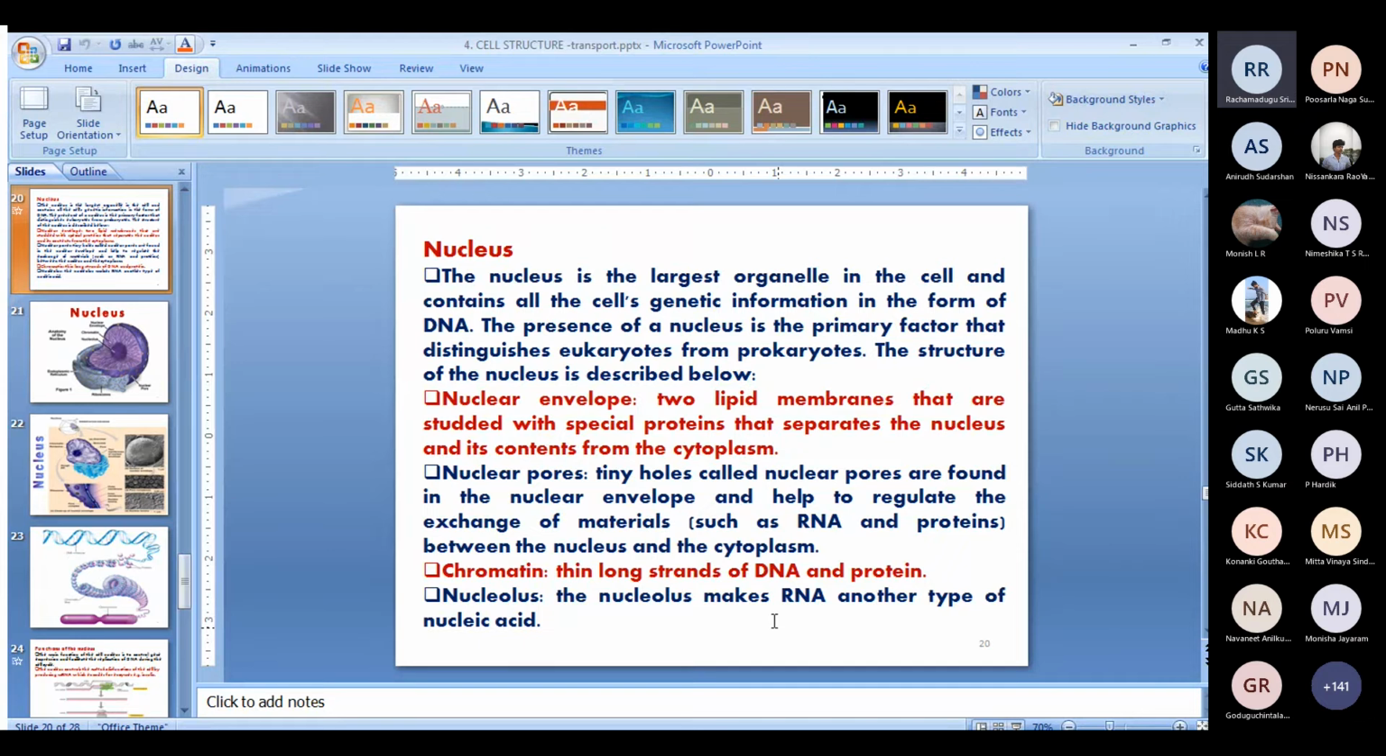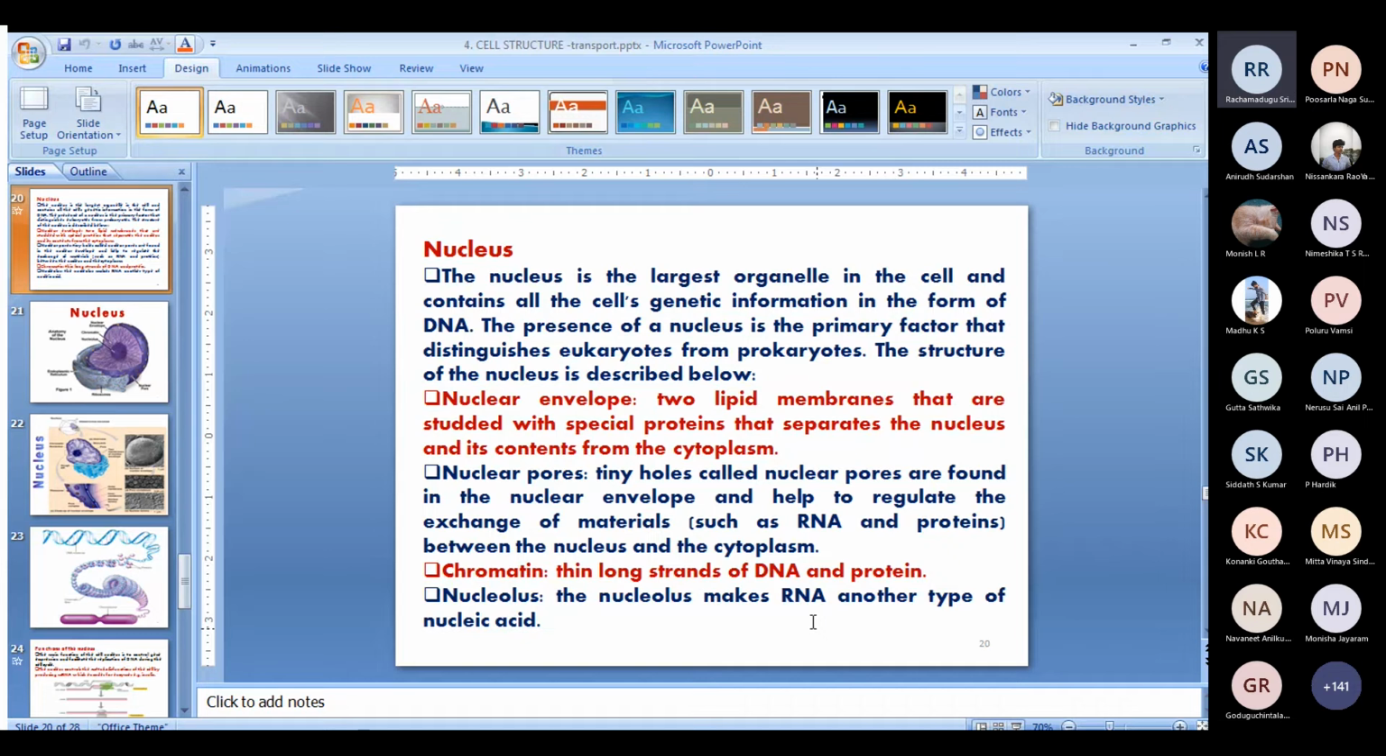Ribonucleic acid. See, DNA means what? Deoxyribonucleic acid. RNA is what? Ribonucleic acid. So the main function of the nucleolus is the synthesis of this RNA. Okay, see, there are so many different types of RNA.